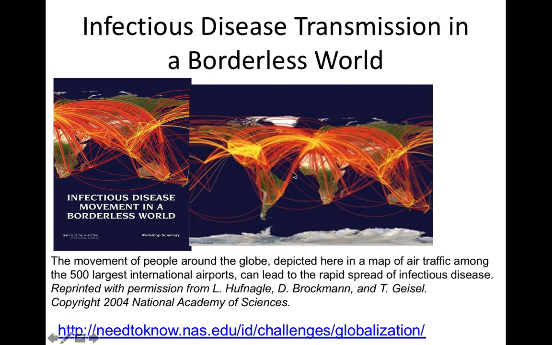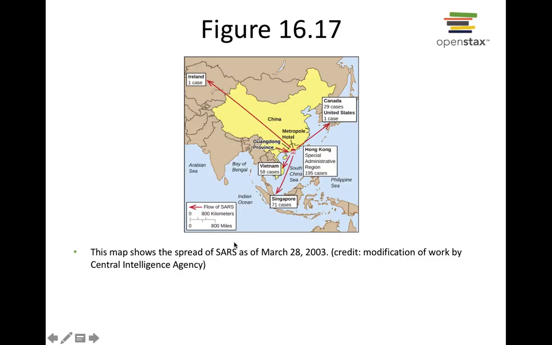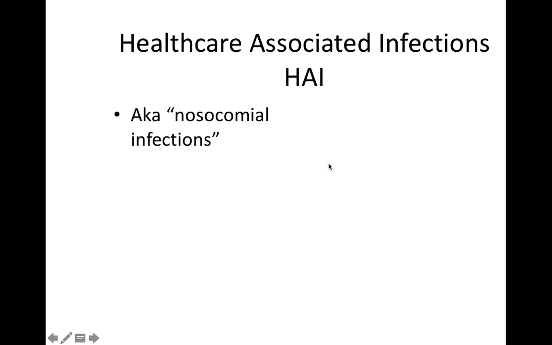So these human behaviors, right? Rapid transit really helps pathogens move around the world. And this was from an article on the challenges of globalization. And again, folks, this was from 2000 to 2003, how rapidly the SARS coronavirus spread. And again, air transport, jet transport was crucial in that.